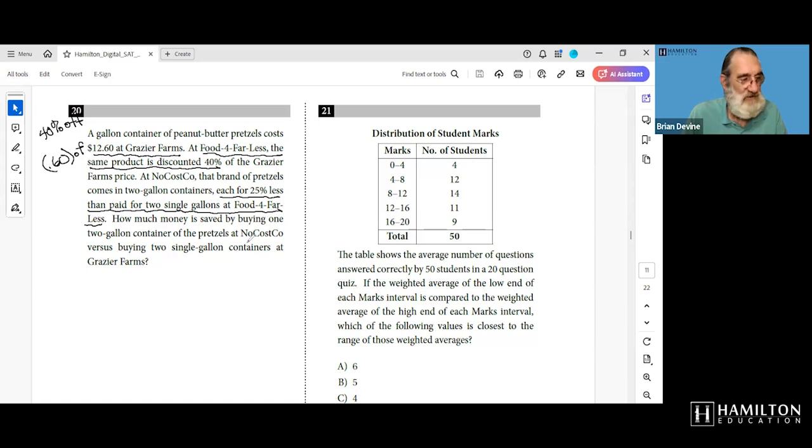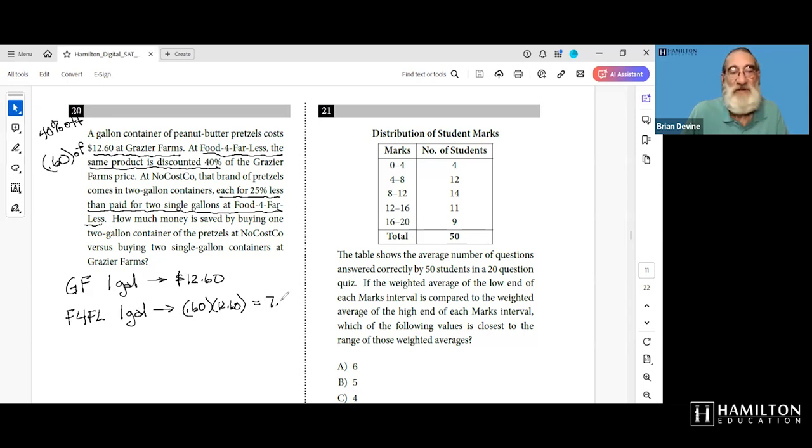at Grazier Farms? Well, there's a bunch of ways you could approach this, but we can take it right as it's written. They said that at Grazier Farms, you got 1 gallon for $12.60, which means that at Food for Far Less, you'd have 1 gallon, 0.60 times $12.60, which equals $7.56.